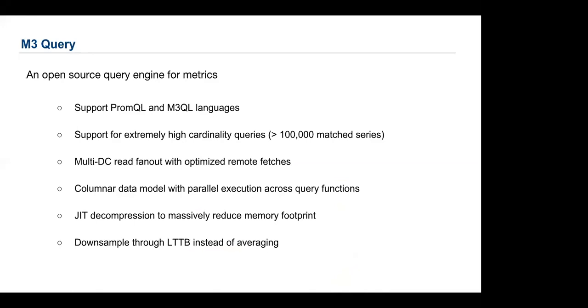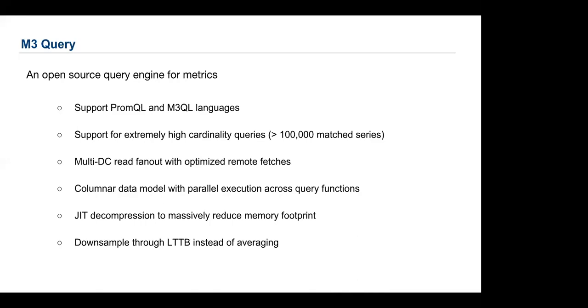M3 Query is interesting because it supports extremely high cardinality queries. As I said initially, a lot of systems discourage having very high cardinality data, and they say use pre-aggregation rules. But internally at Uber, we allow queries which can match up to 100,000 series. Essentially, the problem is that the more series which match, the more memory you need temporarily to process those queries. And that's why all those people are limiting the amount of series so that they can still work in a sane fashion.